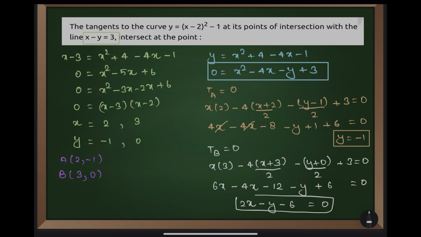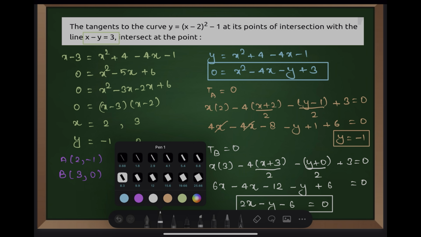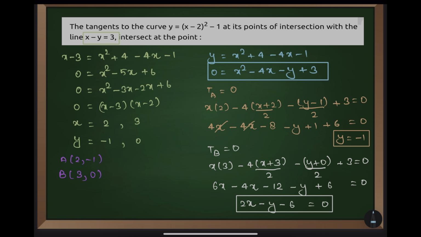Now we have to solve these two tangents. You know that y will be minus 1 only. So I'll substitute the value of y as minus 1. Minus of minus 1 will become plus 1, so 1 minus 6 will become minus 5. So it will become x equals 5 by 2.